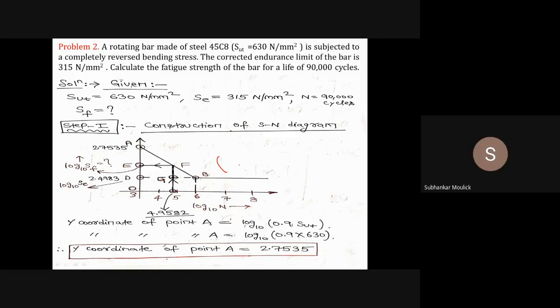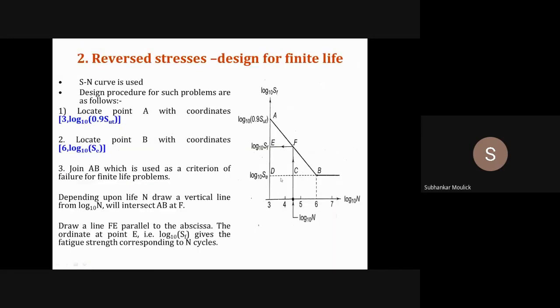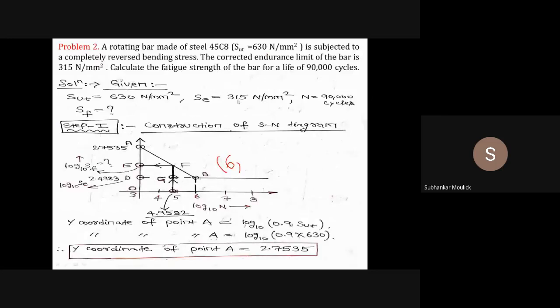What is the coordinate value of point B for x-axis? Sir, 6. Yes, it is 6. It is very much clear that this x is 6. If you take from the origin, it is 6. So x is 6, comma y. Y is nothing but, just now we have seen, log base 10 of SE. And SE is given in the problem, that is 315. So log base 10 of 315 is the y coordinate of point B.